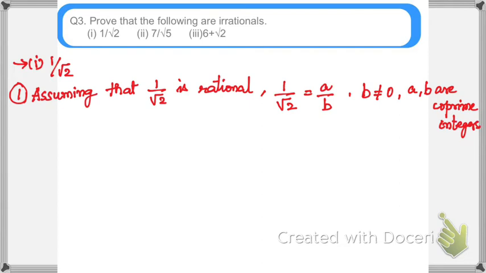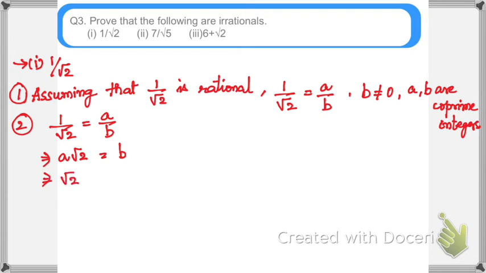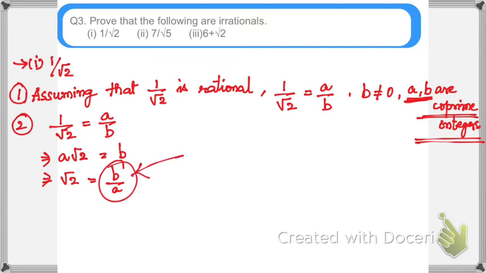Okay. So, now moving to step number 2, 1 by root 2 is equal to A by B, that we have already assumed. So, by interchanging the numbers, A root 2 is equal to B, that is, you can write root 2 is equal to B by A. So, since A and B are co-prime integers that we have already assumed, this B by A should be rational.